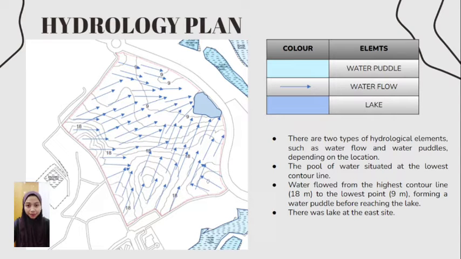Now for the hydrology plan analysis. Based on the map given, we can see there are 2 types of hydrology elements, such as water flow and water puddles, depending on the location. Based on the legend we have marked, you can see we have 3 colors and symbols. Light blue is for water puddle, the arrow is for the water flow, and the last one, the blue, is for the lake. So, the pool of water is situated at the lowest contour line, water flows from the highest contour line, which is 80 meter, to the lowest point 9 meter, forming a water puddle before reaching the lake.